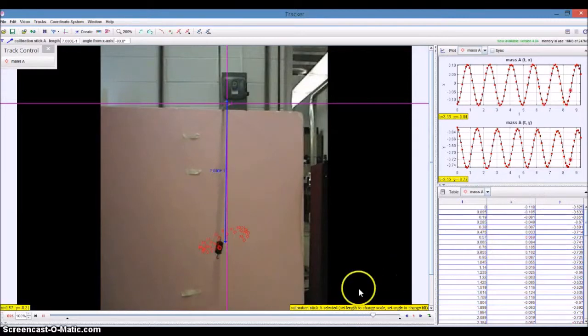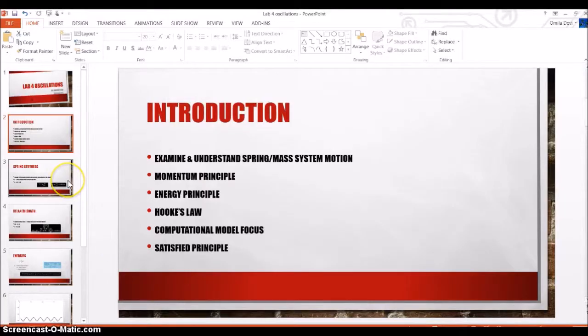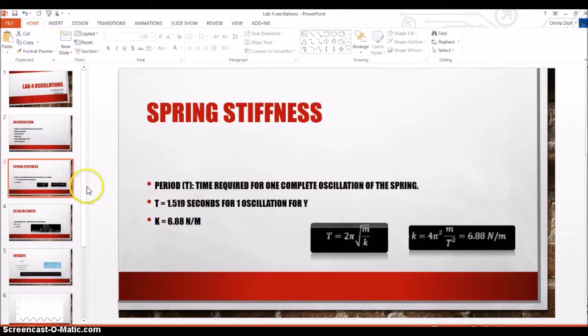Using the position data from Tracker, we could also then find the spring stiffness. The formula for one period is this. We found T to be 1.519 seconds for one complete oscillation through the use of Tracker, and then rearranged this formula and plugged in our value for T. And then we were able to thus find our spring stiffness to be 6.88 newtons per meter.